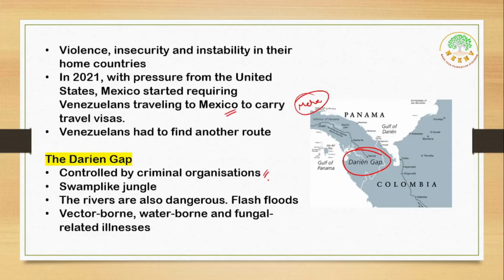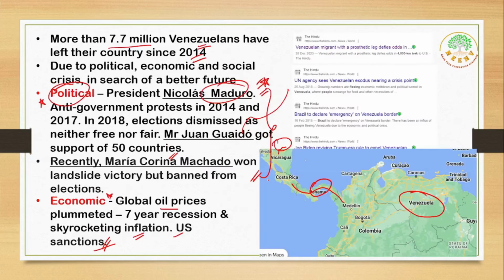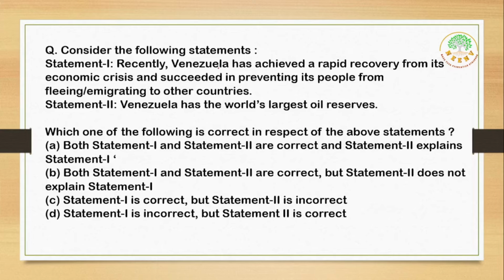So we can clearly see here that many people have been leaving Venezuela since 2014. So clearly the statement saying that Venezuela has achieved rapid recovery and has prevented people from fleeing is definitely wrong. Now let's look at the second statement.